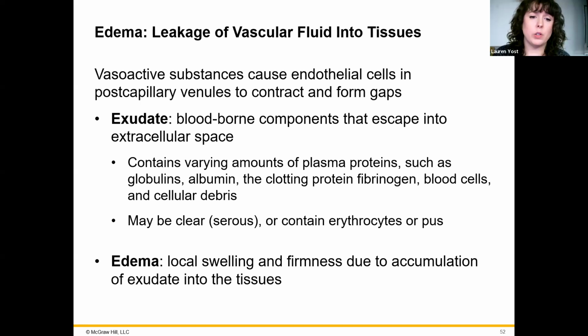Okay. All right. So that's the exudate, and then edema is the swelling as a result of the accumulation of it.